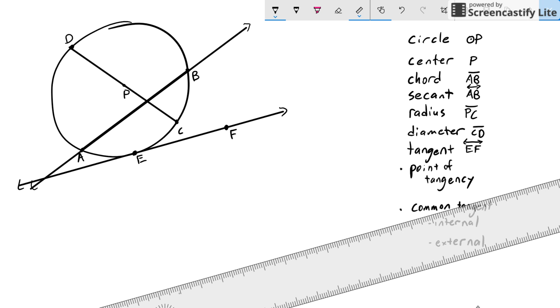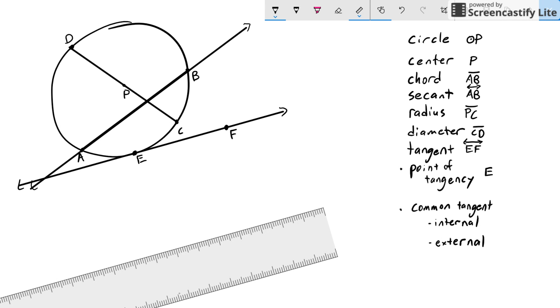When a tangent touches a circle, the point at which it touches it, we call the point of tangency. That's a term that wasn't shown on your sheet, but it does show up on your assignment. So E would be the point of tangency, the point at which your tangent touches the circle.